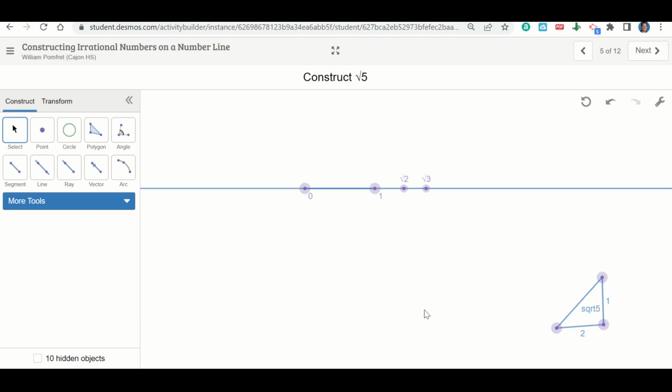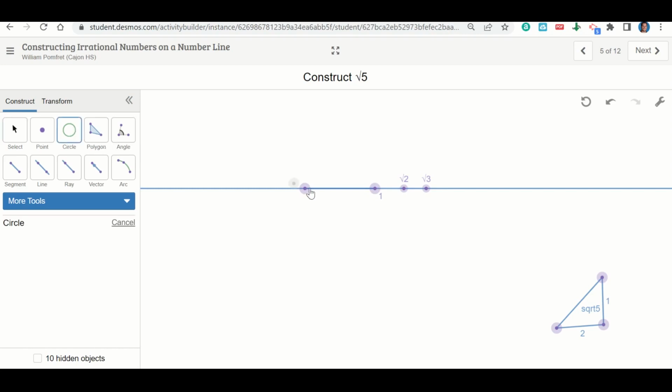So what I could do now is I can make this 2 and 1, and then I don't even need these square roots. So either way works. I'm going to do 2 and 1 just because it's a little easier. So now all I need to do is find where 2 is. Well, if this distance is 1, then if I copy that distance over here, it would be 2.